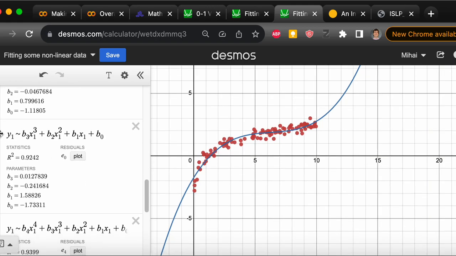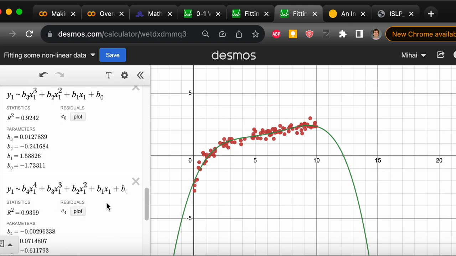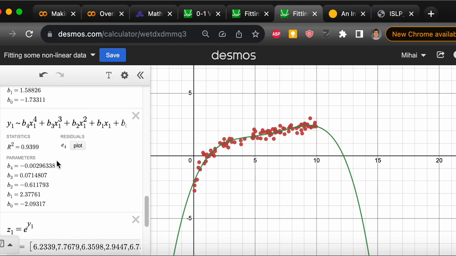Okay, do I have another one? I have a degree four for you. You can fit this really well, and you'll fit the training data extremely well, but you don't generalize well outside the training data. And this is one problem with these things. So here is my idea.